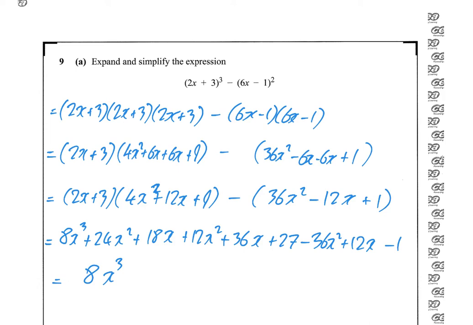quadratic terms, you have 24 plus 12x squared minus 36x squared is 0, they disappear. And then your x terms, you have 18 plus 36 plus another 12 is going to be 66x. And then you've 27 minus 1, which is 26. So hopefully I've done that correctly.